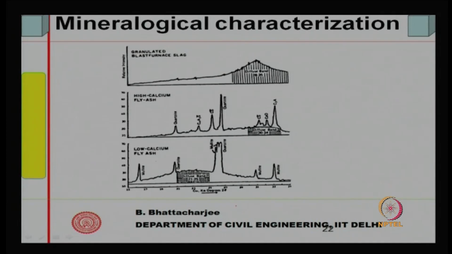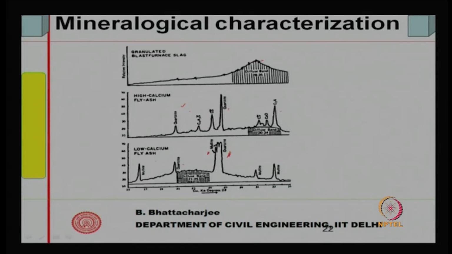So, here is a comparison of all of them. Low calcium fly ash, you see quartzite, mullite, etc. High calcium fly ash, again quartzite peak, etc. But granulated blast furnace slag, you do not get that many peaks except here. So, it is largely amorphous, and you can see this band which actually explains where you have got amorphous material. So, a large quantity of amorphous material is somewhere here.